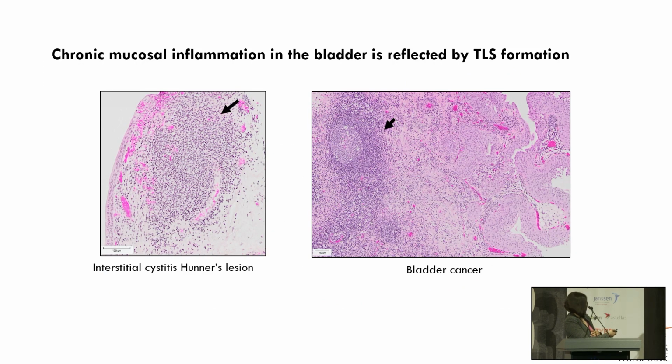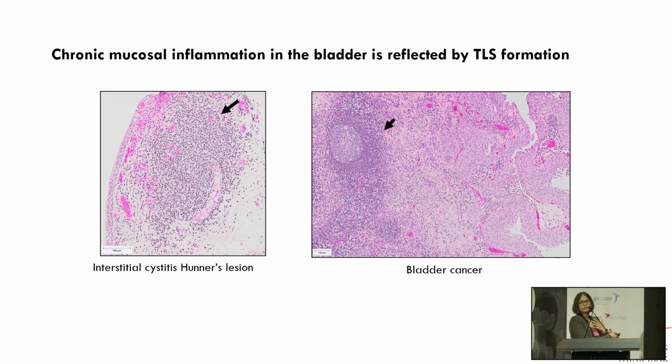So here's an example of how these TLSs form as a result of chronic inflammation on the bladder mucosa. They do form in acute inflammation as well, but they are self-resolving. But in chronic inflammation, they tend to stay there, and they mature and remain energetic. This is an example of interstitial cystitis, Hunner's lesion, that all the urologists commonly see. And this is bladder cancer, and you see something very similar in cystitis cystica as well.